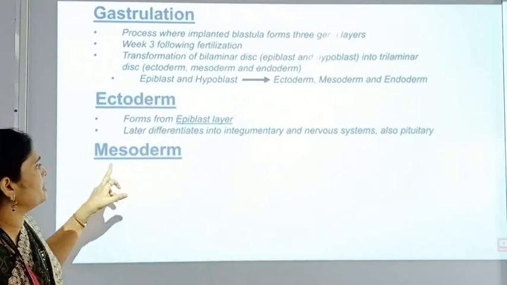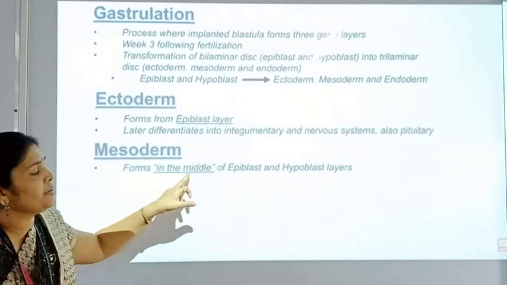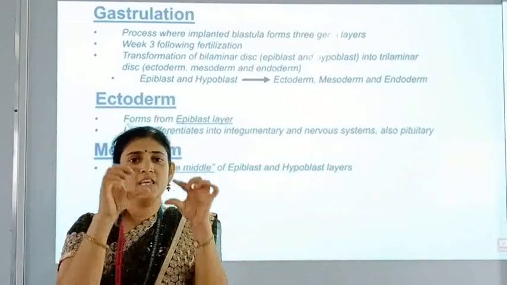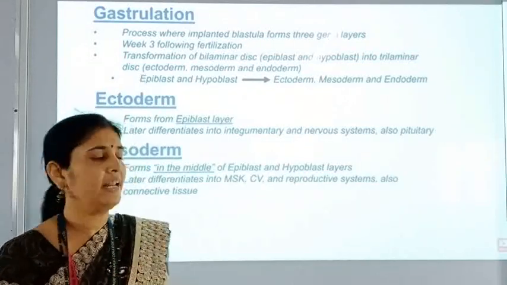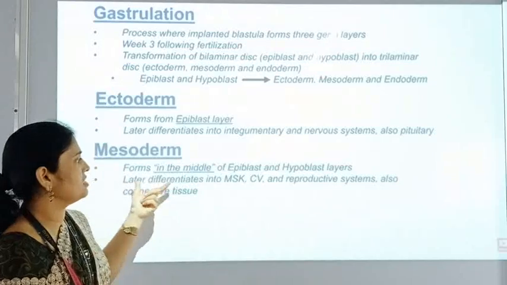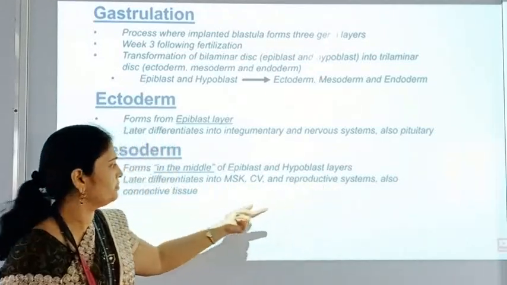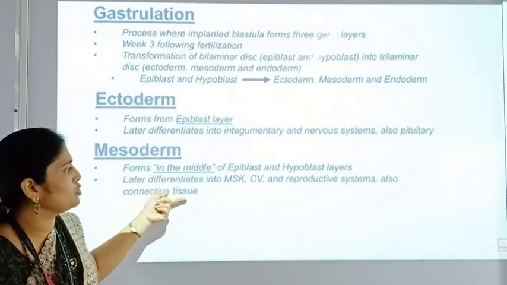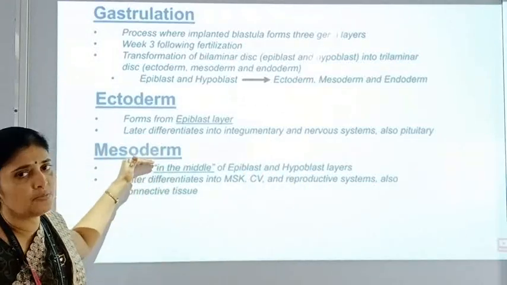Then the mesoderm layer is formed in the middle, between the epiblast and hypoblast layers. This third layer, mesoderm, laterally differentiates into the reproductive systems and the connective tissue. Different connective tissues and the reproductive systems are developed with the help of this mesoderm.